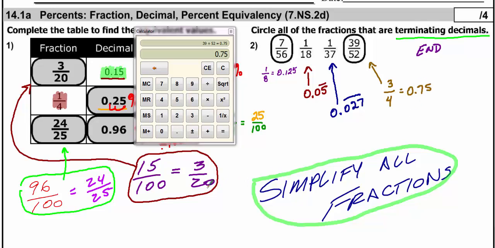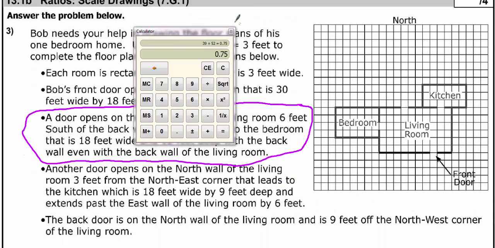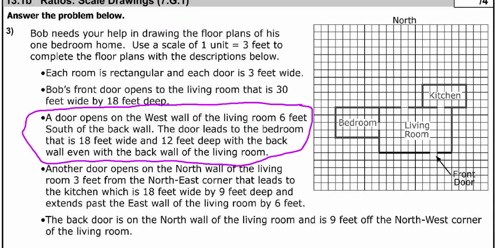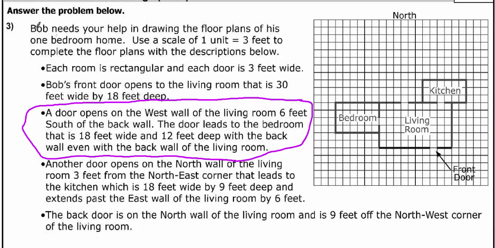So those are terminating decimals. On to the house. Let's get rid of that calculator. On to the house problem. So here's the house problem, and the house problem is just a function of reading. This really is a reading problem.